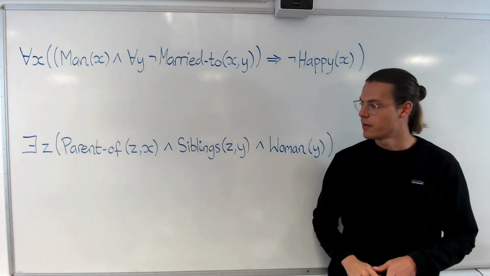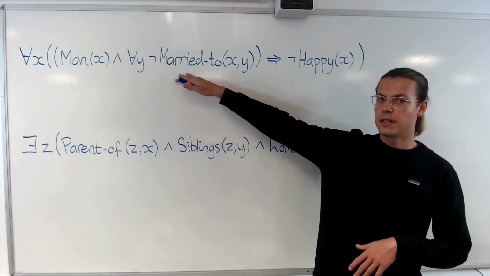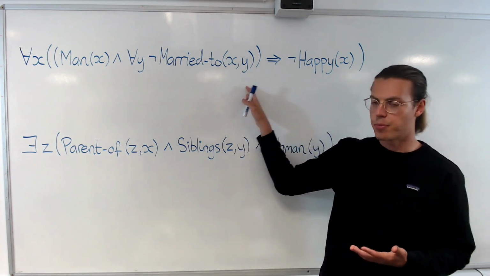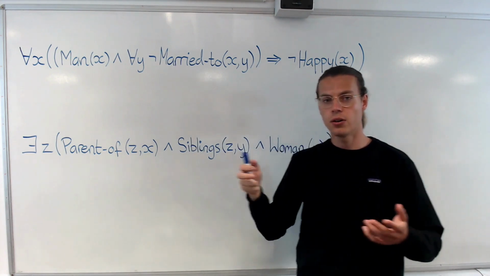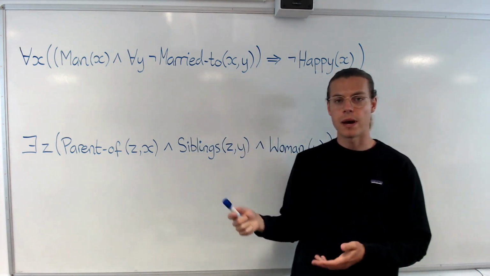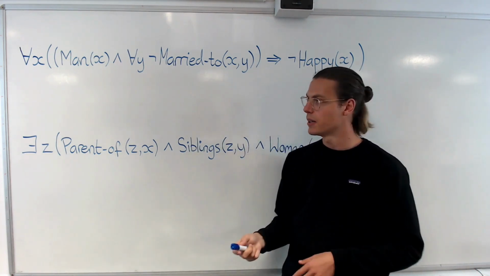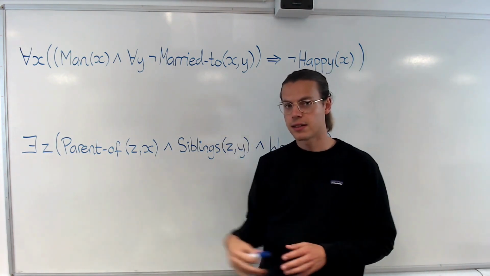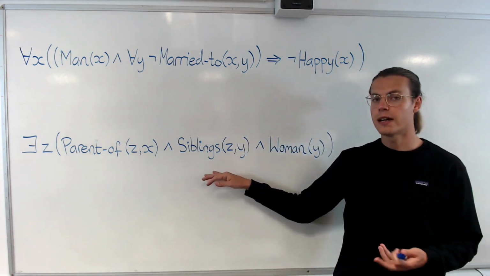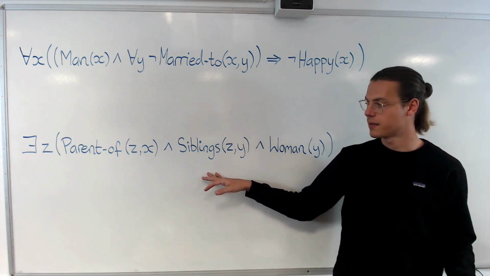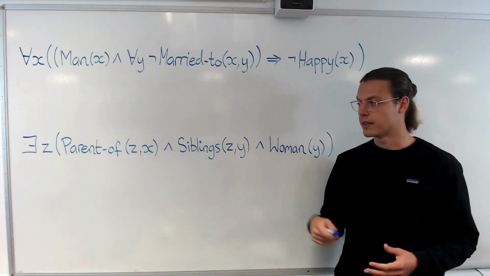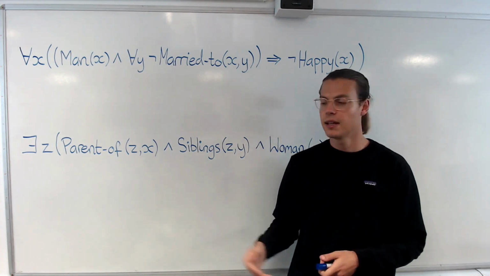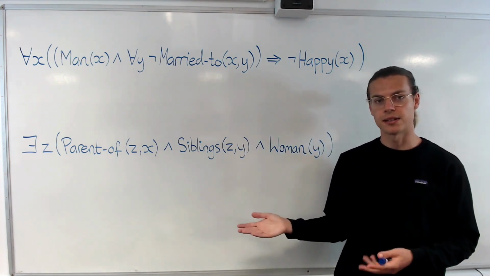Now note that the first expression has no free variables. It is a proposition. It is true or false. All unmarried men are unhappy. The second expression, on the other hand, does have free variables. Y is the aunt of x. So it's not a proposition. We can't say that that is true or false. It is just a predicate.